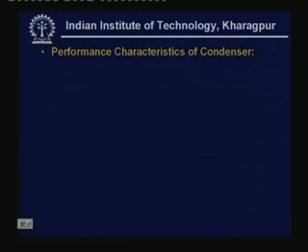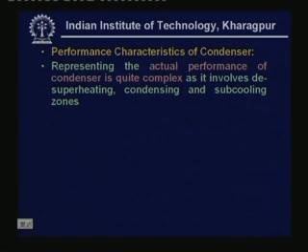Now let us look at the performance characteristic of a condenser. Representing the actual performance of a condenser is quite complex, as it involves desuperheating, condensing and subcooling zones. In fact, this point we have discussed while discussing the design of a condenser. In an actual condenser, you have 3 distinct zones. The first zone is where single phase heat transfer takes place, and the refrigerant vapor gets desuperheated by rejecting heat to the ambient. During that process its temperature reduces. Then it enters the 2 phase region where condensation takes place. So you have a phase change process.